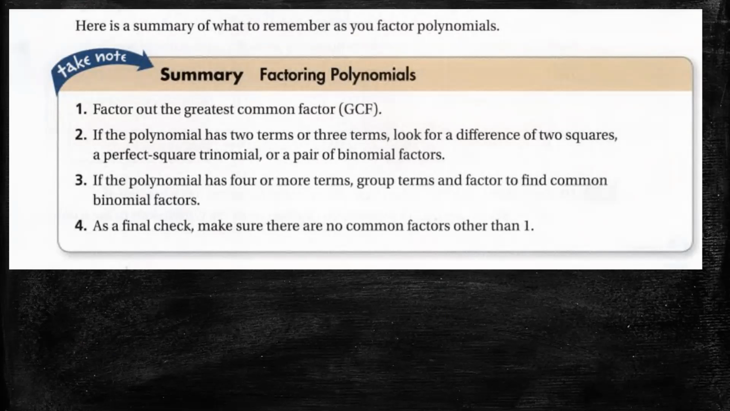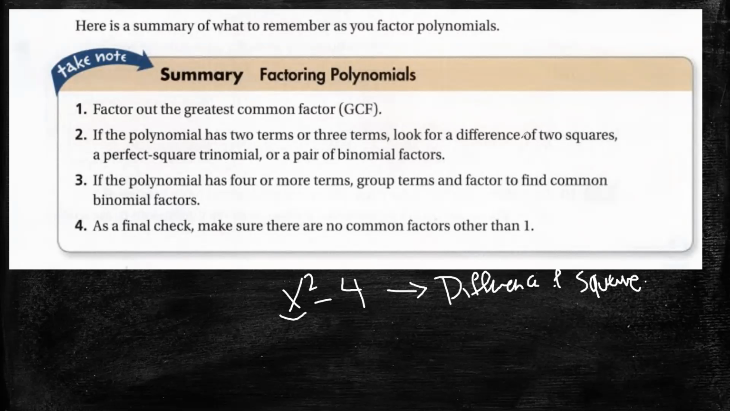So if it has two terms, it could be a difference of squares. As we said before, we have something like x squared minus 4. This is a polynomial with two terms. If it's like this with two terms, you have to factor it as a difference of squares. And don't forget, we must have a perfect square in the first and the last terms.